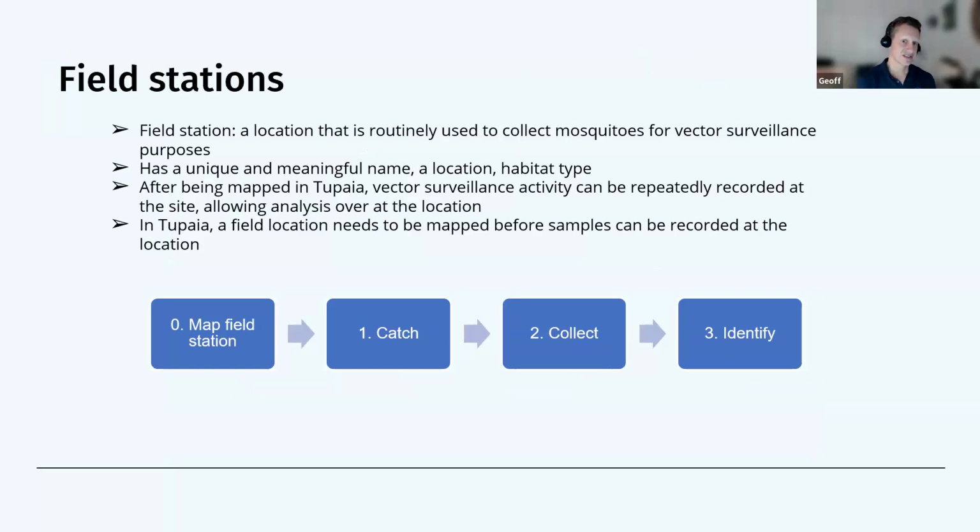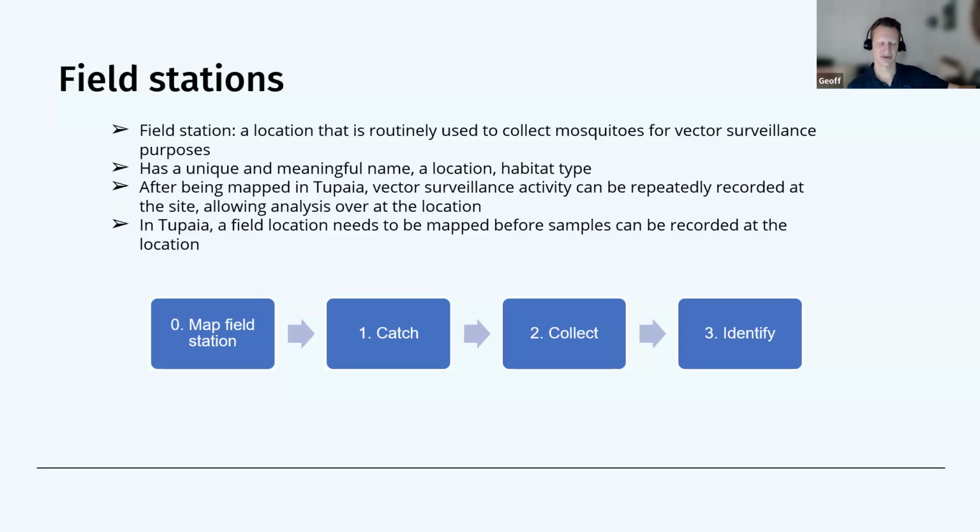So what is a field station? It's a location that is routinely used to collect mosquitoes for vector surveillance purposes. So it needs a unique and meaningful name and a location as well as a habitat. There's a form in Tupaia for recording this information. After being mapped in Tupaia, vector surveillance activity can be repeatedly recorded at the site, allowing analysis over time at the location. So in Tupaia, a field location needs to be mapped before samples can be recorded at the location.